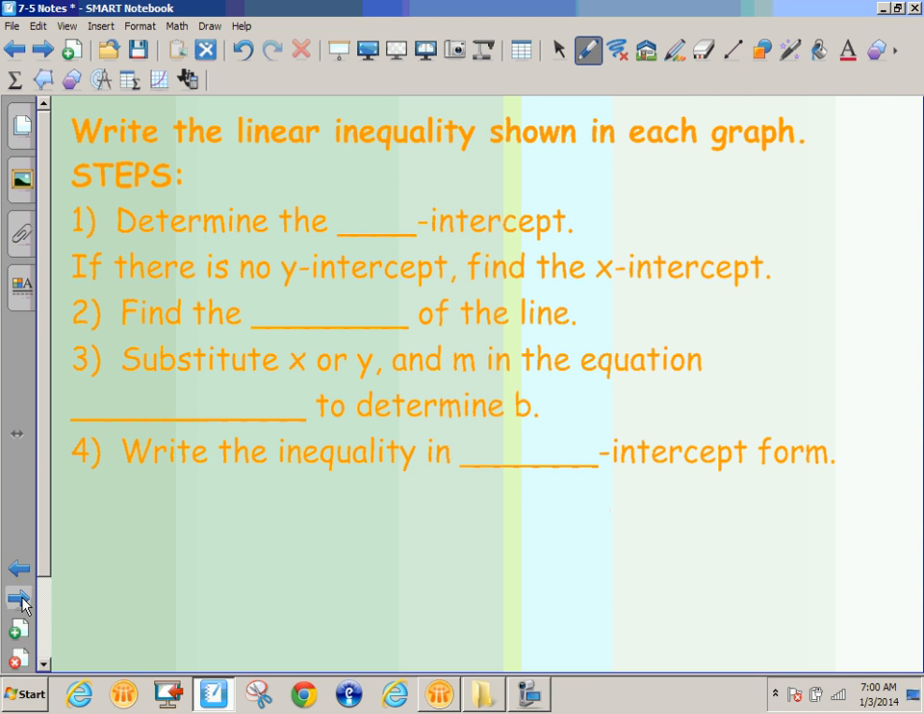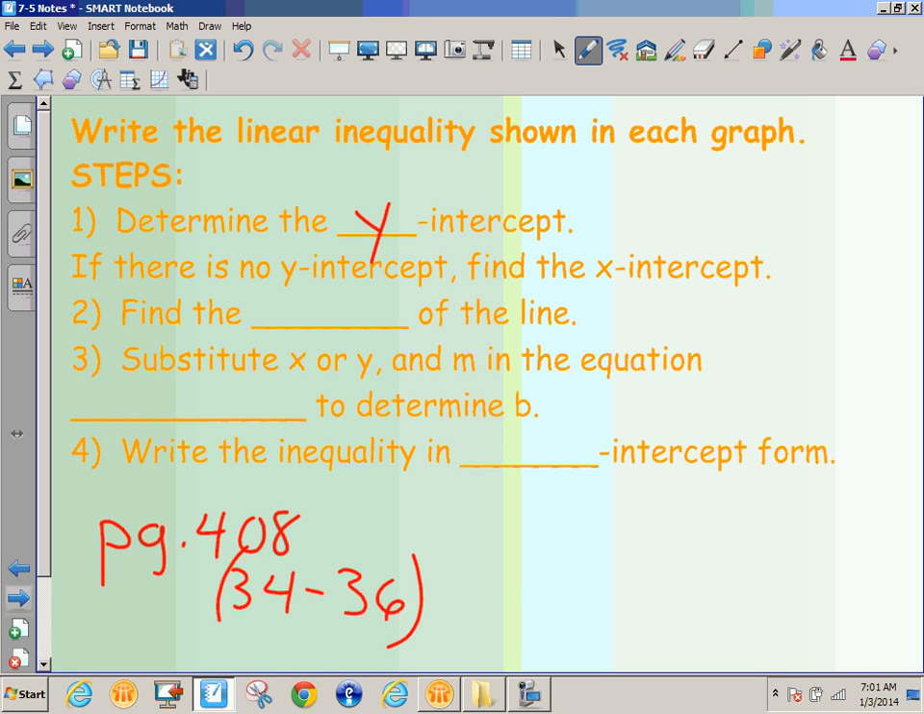This part is just for the last part of the homework that is on page 408, numbers 34 through 36. So this is just guidance if those problems are assigned to you. Write the linear inequality shown in each graph. So in this case, you guys are going to be given graphs, and then you have to write the inequality yourself. So these are just hints to get there.